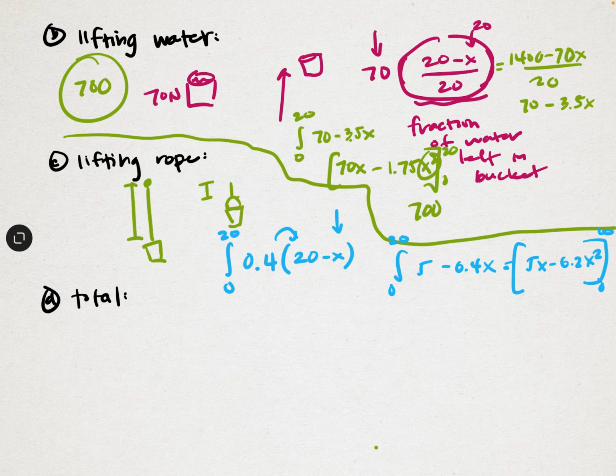Okay, and then 20 times 5 is 100 minus 0.2 times 20 squared is 20 joules. Oh, sorry, this should be 8. I miscalculated. 0.4 times 20 is 8. So let's recalculate that. 20 times 8 is 160 minus 0.2 times 20 squared is 80. There we go. So this is 80 joules.